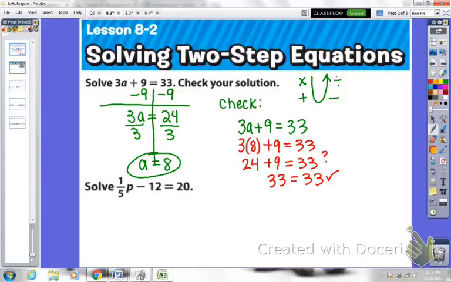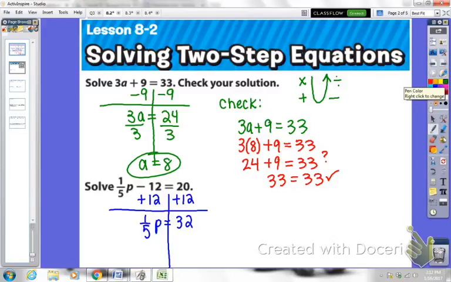Alright, problem number 2. You have a fraction, 1/5 times P, and then you're subtracting 12. So I'm going to start with the subtracting 12. I'll do that by adding 12 to both sides. You have 1/5 times P equals 32. 20 plus 12 is 32. And remember from the previous lesson, to undo a fraction, we multiply by the reciprocal. So that's 5/1. I can also put 32 over 1. This crosses off, becomes 1. So P is equal to 32 times 5, which is 160.